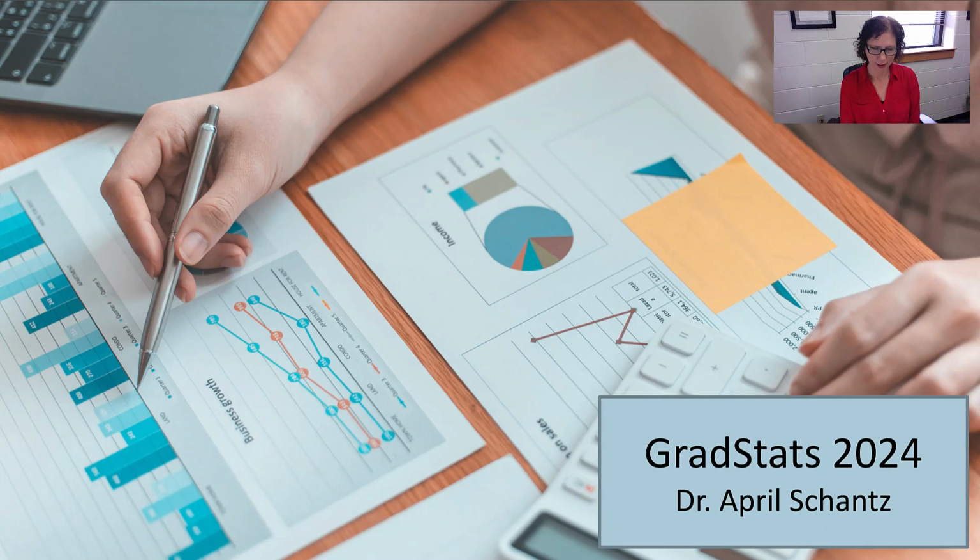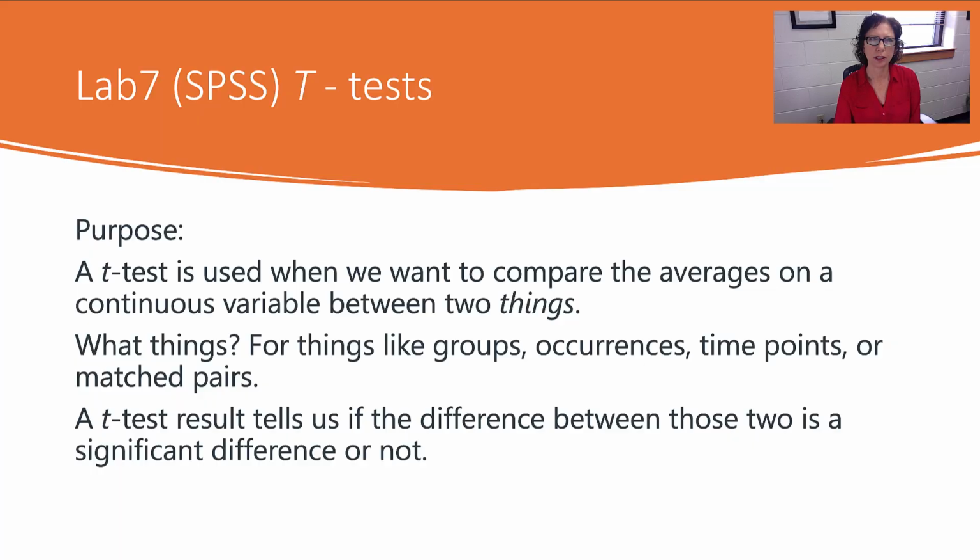Hi all. In our GradStats 2024 lab series, we are looking at t-tests for Lab 7. In SPSS, we are going to be running two t-tests, one as an independent samples t-test and the second as a paired samples. So again, a t-test is what we use when we want to compare the average on a continuous outcome between two things, whether it's two occurrences or two groups, or between a sample and a population.